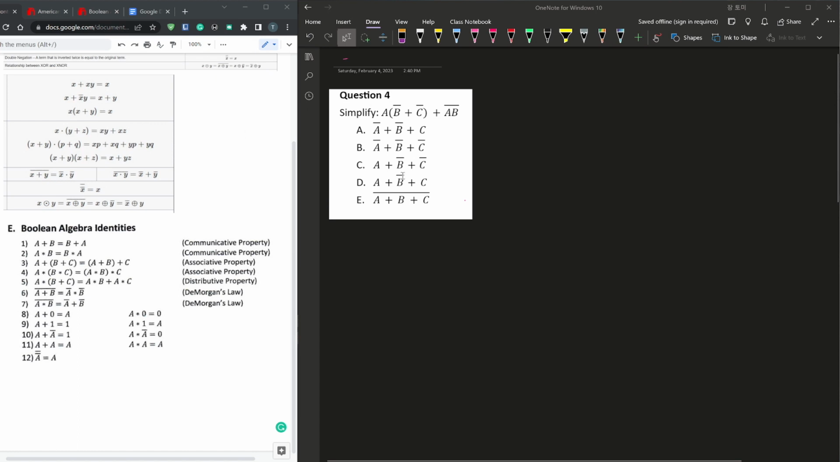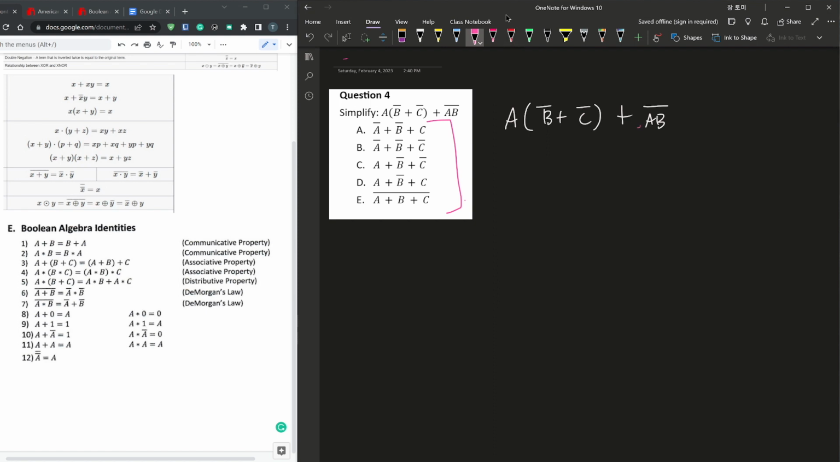Question number 4, that's from our problem set from our computer science competition team. If we get into this problem, we have A not B plus not C plus not AB. If we look at the choices here, what we notice is that A, B, and C are separated in the last simplification of this identity. So we want to move towards separating all of these variables, A, B, and C.